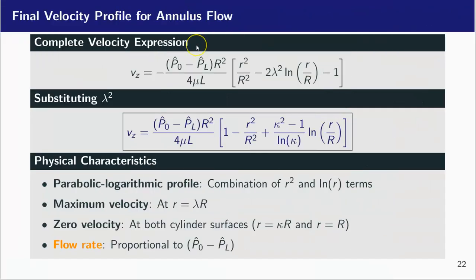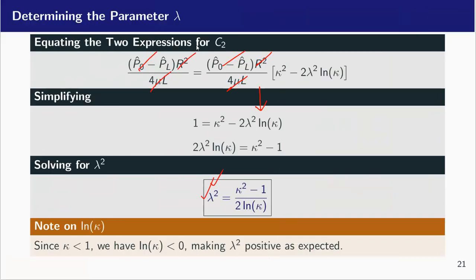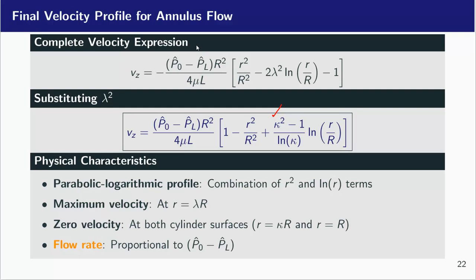Now if we plug that in, meaning the complete velocity profile, we'll get vz is equal to (p0 minus pL cap) R square by 4 mu L, times r square by capital R square minus 2 lambda square ln r by capital R minus 1. So you can also express it in terms of k square. You already know that lambda square is this, we can plug that in, and we'll get it in terms of k. Okay, so now this is the velocity profile.